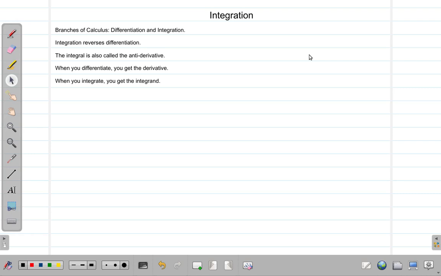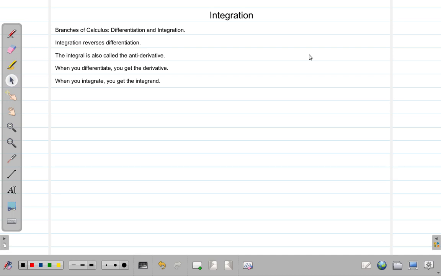Integration. Now, there are two branches of calculus. One of them is differentiation, which we have been looking at in previous videos, and the other is integration. Now, integration reverses differentiation. So when you differentiate a function, you get a certain answer. When you integrate the answer, you get back the original function.